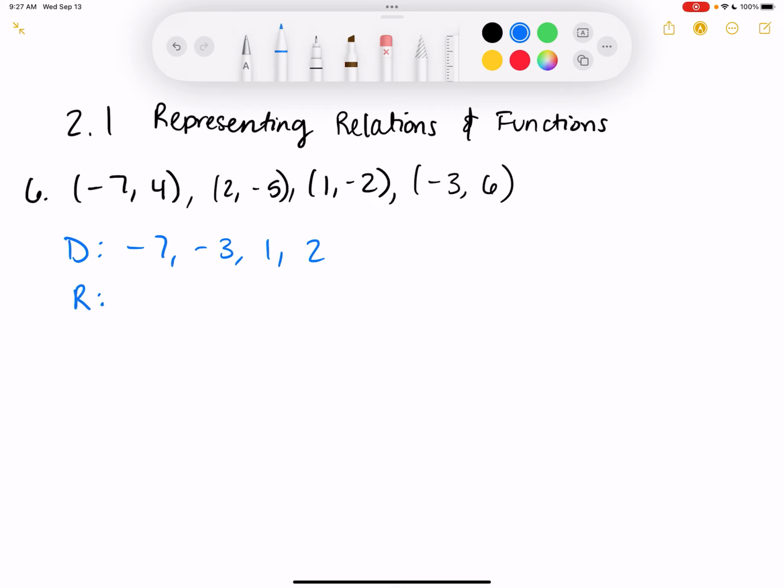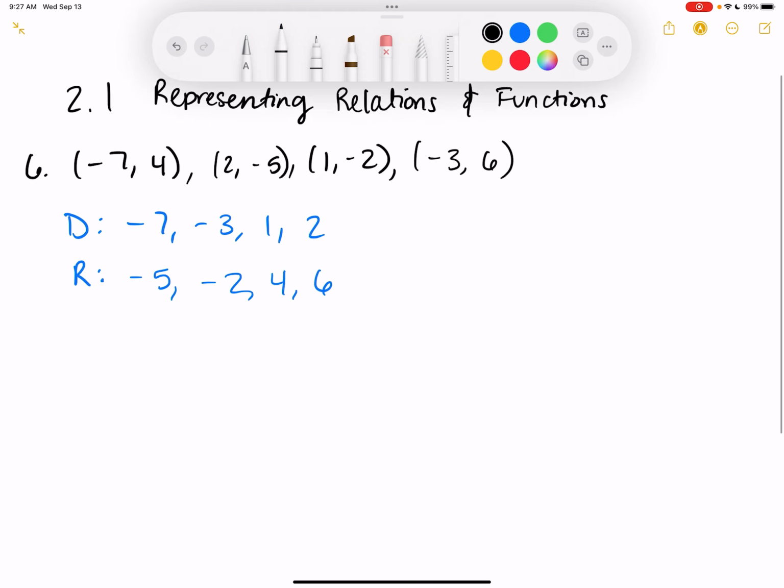And then range values are what? Y values. So we've got -5, -2, 4, and 6. So that's the domain and range. Then it wants us to represent the relation using a graph. So what's my biggest y value? 6.